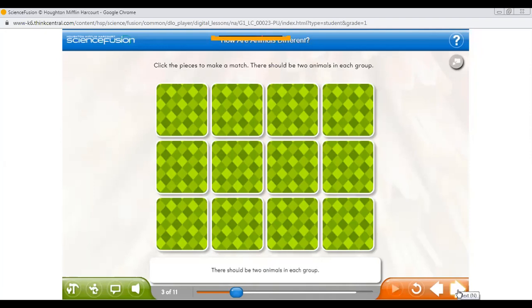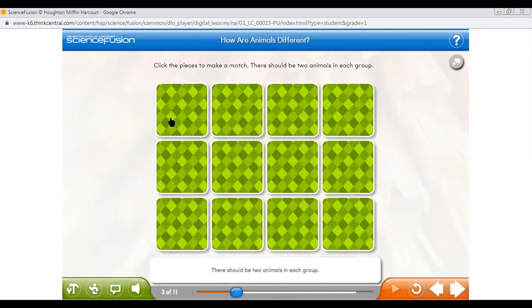So we have pictures of the animals here which belong to the same group: the mammal, the reptile, the amphibian, the bird, the fish or the insect. So let's see the pictures and let's match who has the same features as each other.